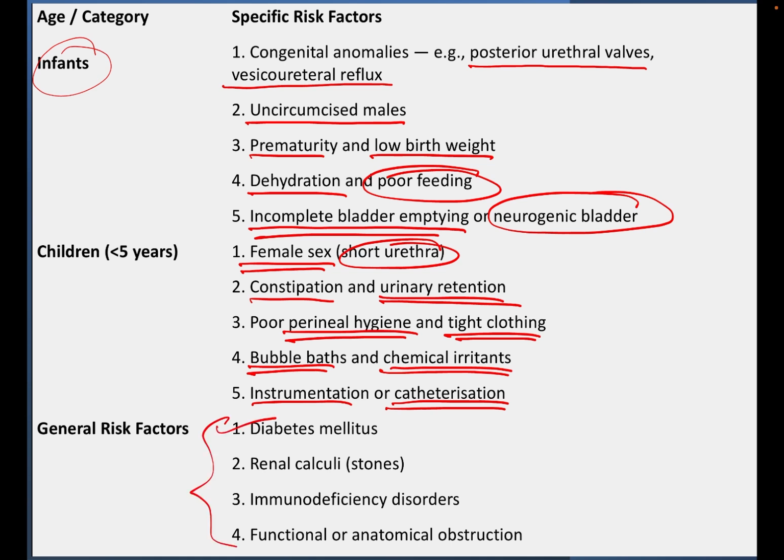Generally, diabetes mellitus, renal calculi, any immunodeficiency disorders or any anatomical obstruction can also be risk factors in the category of infants and children under the age of 5 years.